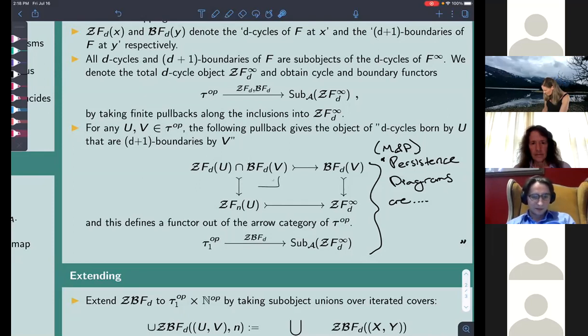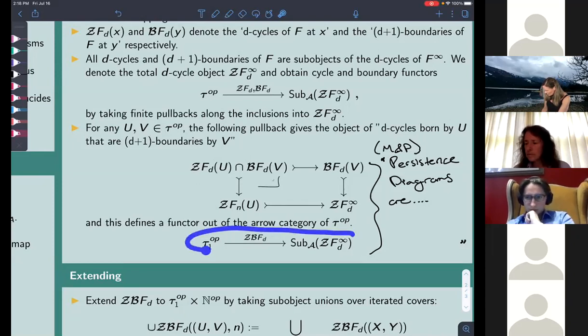Now for any two open sets, U and V, you can talk about what are the cycles at U that are boundaries at V, by taking a pullback once again. And this leads pretty nicely to a functor out of the arrow category of that open lattice into sub-objects of the cycles of the total complex. So that's down here. And at this point, this is all McCleary and Patel's doing more or less.